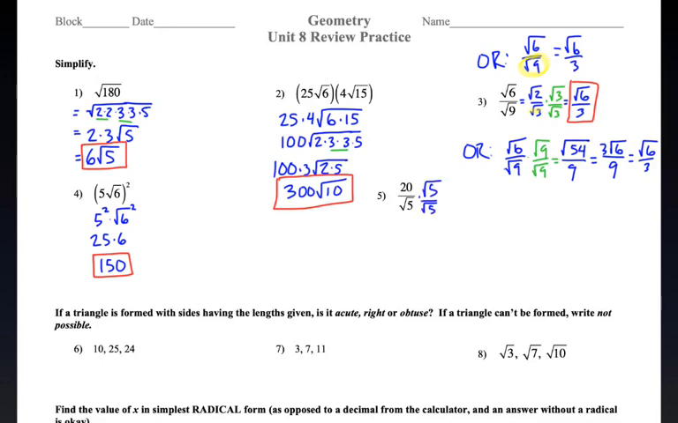20 divided by the square root of 5. Can't have the square root on the bottom, so I multiply by the square root of 5 over the square root of 5. I get 20 square root of 5 over 5. That reduces. 20 over 5 is 4. 4 square root 5 is the answer.